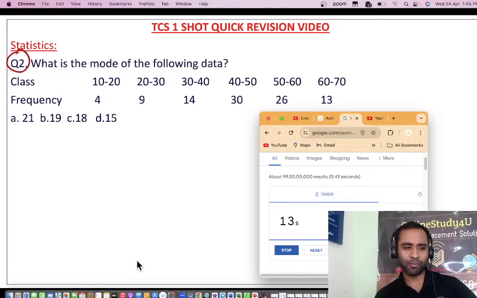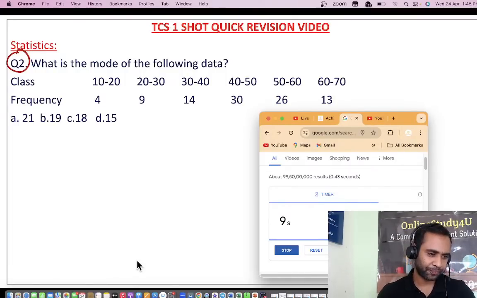So what is the mode of the following data? Admit card not received, please wait. Yes, we need to get minimum marks in every section to qualify. Yes, correct. Okay, now what is the mode of the following data?